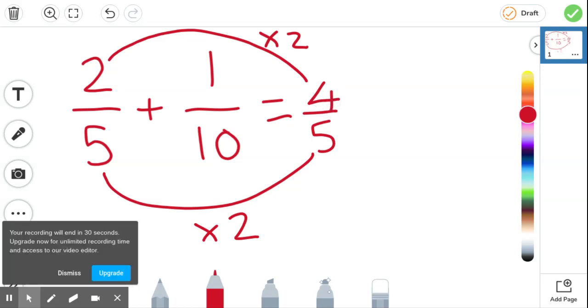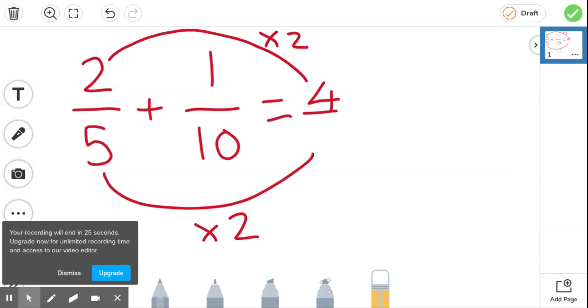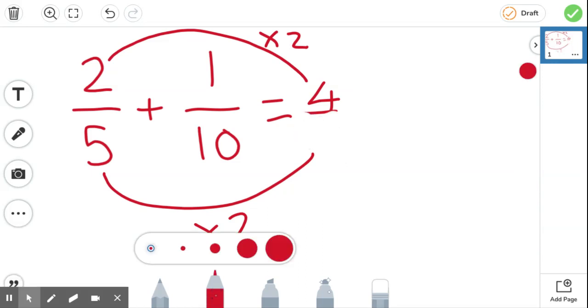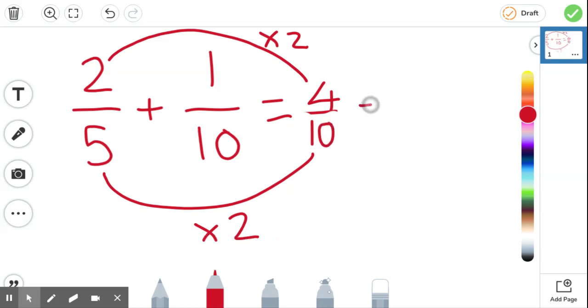And now our sum, 5 times 2 is 10. And now we can add our fractions together. So we put the 1/10 back in. 1/10 add 4/10 is simply 5/10.